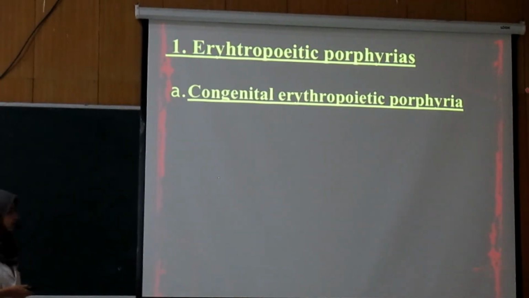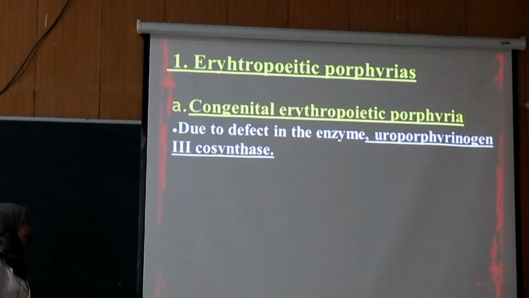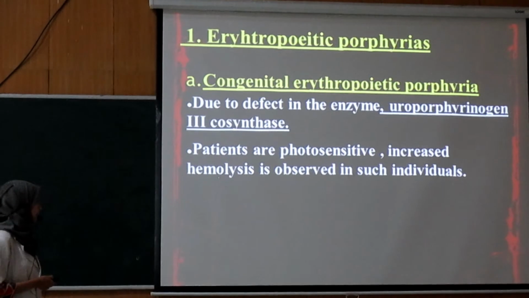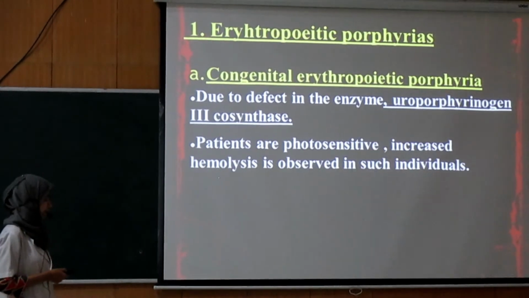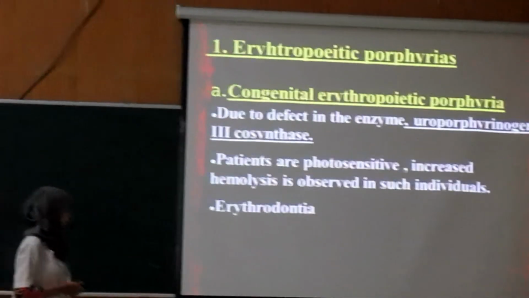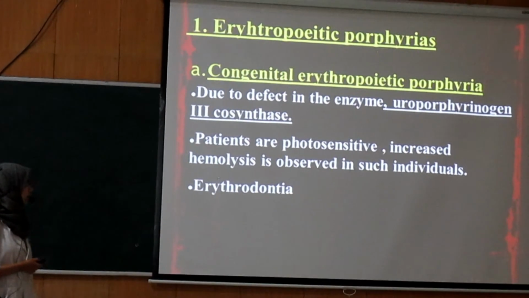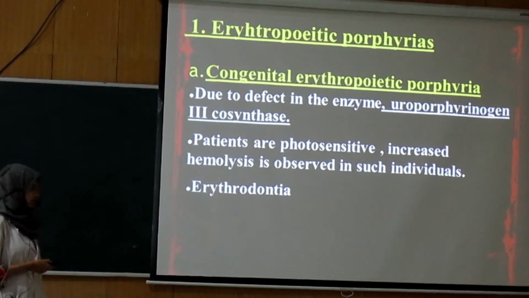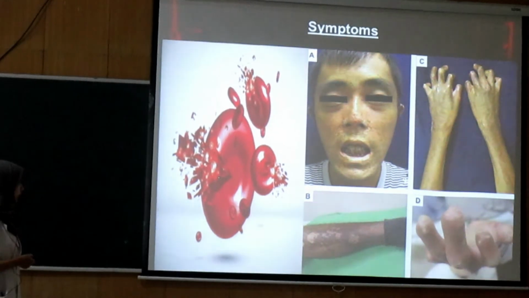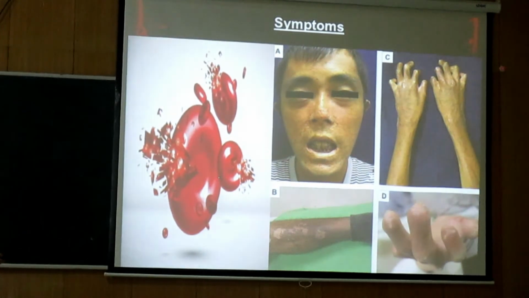The first type of erythropoietic porphyria is congenital erythropoietic porphyria. It is due to a defect of the enzyme uroporphyrinogen III synthase, due to which uroporphyrinogen III is not synthesized. So the patients here are photosensitive, and discoloration is observed in such individuals. The teeth show red fluorescence. These are some of the symptoms of congenital erythropoietic porphyria: hemolysis, disfiguration of hands, and photosensitivity.